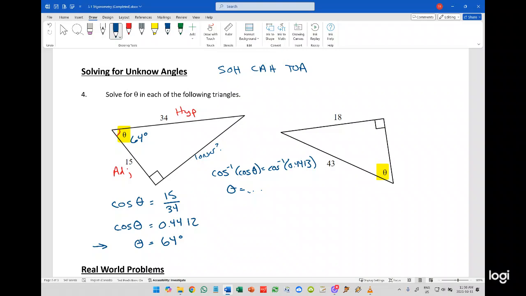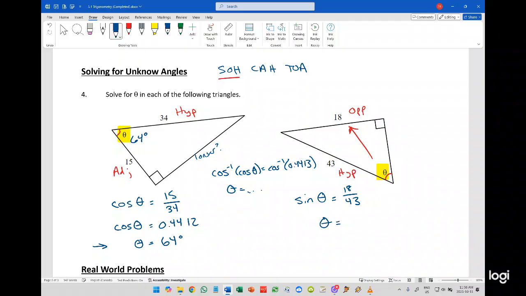All right, moving on to the second triangle. For this one, we have our angle theta down there. The 43 is the hypotenuse, and the 18 is the opposite because it's across from it. I look up SOHCAHTOA and I see that sine is opposite over hypotenuse. So sine of theta equals opposite over hypotenuse. And then I'm going to do this all in one step in my calculator. 18 divided by 43 is 0.4186. There's really no point in writing that down.